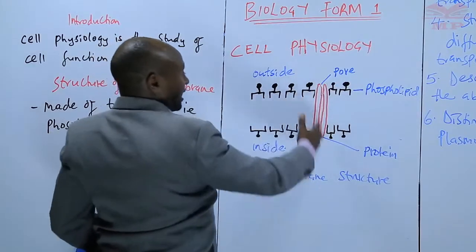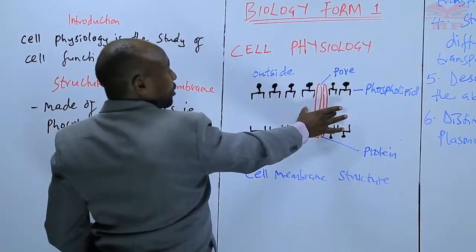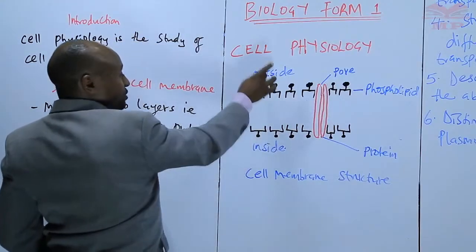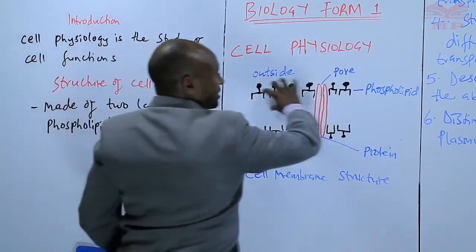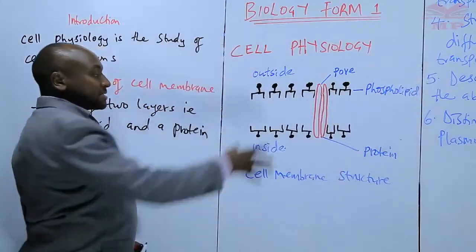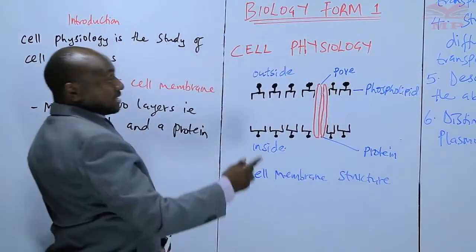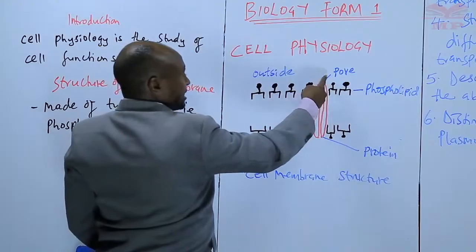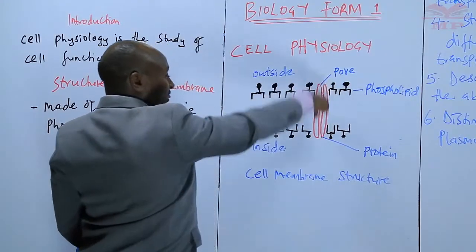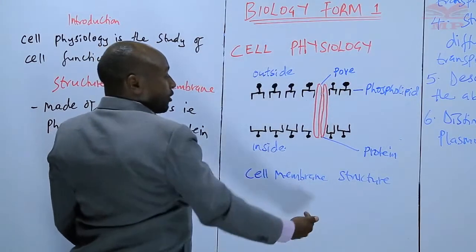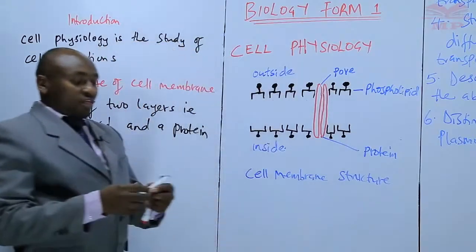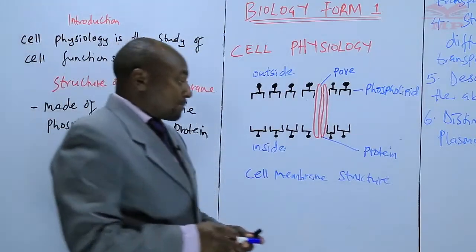There is a protein layer in between. So it doesn't have to be in one position. It can be in a number of positions. But basically, there is the phospholipid layer and there is the protein layer. Then in between the protein layer, there is a pore, or a hole, that allows materials to get in or out of the cell through the cell membrane.